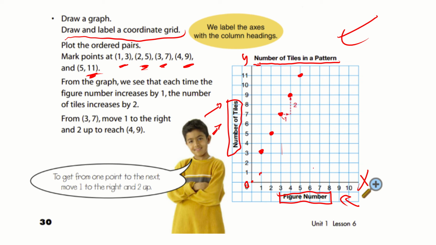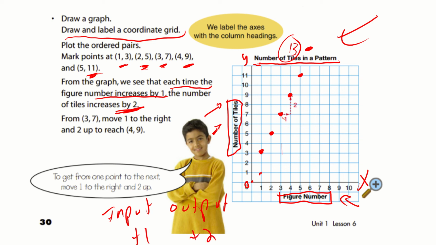If I was to say, what would 6 be? Okay, well, you're going up 2 each time, so it would be 13. And you're probably going, Mr. S, how'd you figure that out? Well, from the graph, we see that each time the figure number increases by 1, the number of tiles increases by 2. It's kind of like if we had an input-output machine, like I talked about way before, all right? Our input goes up 1 and our output goes up 2. So you can find that out with a graph, guys, okay?